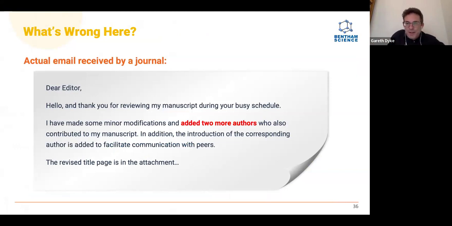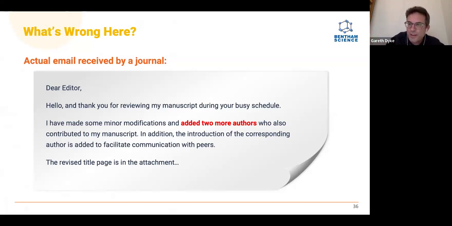I've made some minor modifications and I've added 2 more authors who also contributed to my paper. This is not okay. Many authors tried to do this. International journals are on the lookout for this at the moment. Paid for authorships, gift authorships, big business in this area. You should not be adding authors to a paper after it's been into a journal system.